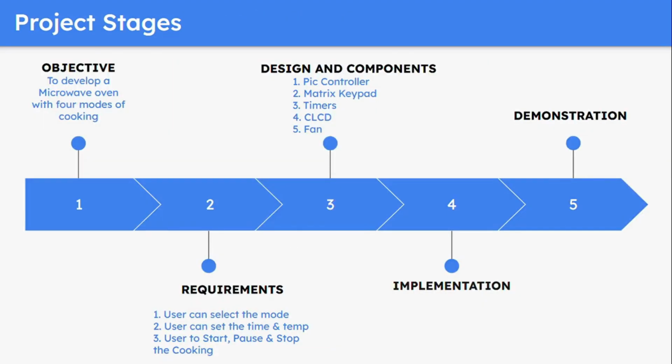These are the stages of the project I followed for the microwave oven. The objective was to develop a microwave oven with 4 modes of cooking. The requirements were that the user is enabled to select the mode, set the time and temperature, and can also start, pause, and stop the cooking.